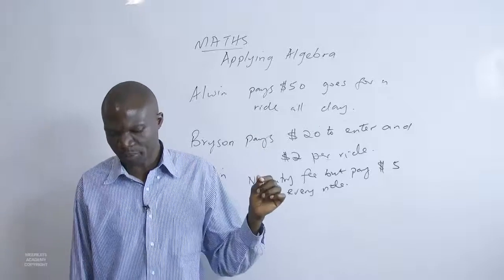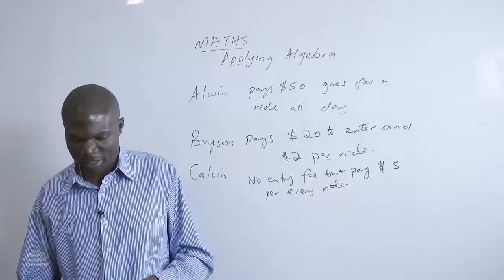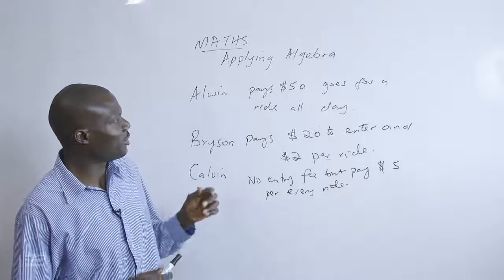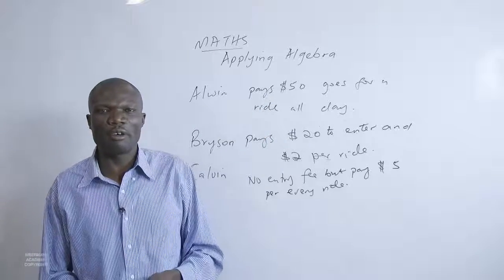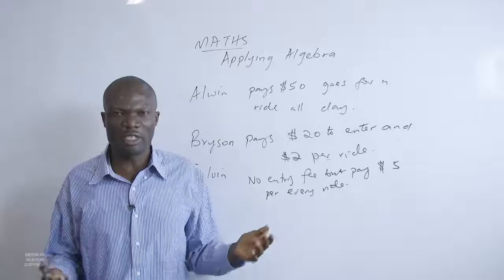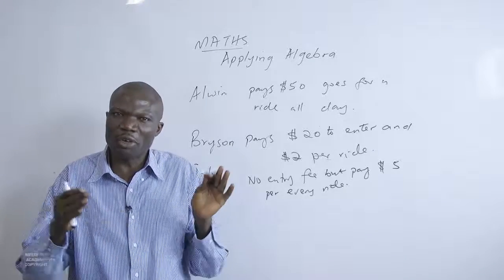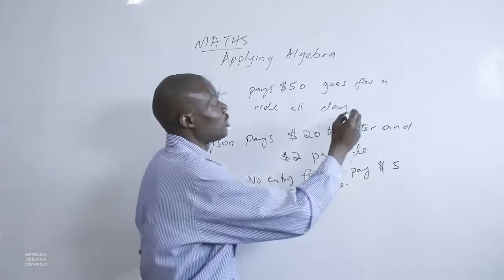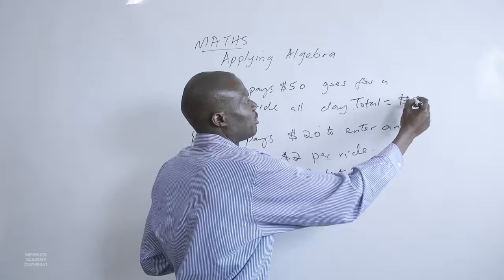So this is part of applying algebra. You'll notice this: if we were to show the total number of rides he'll go for, irrespective of all the rides he goes for, the total paid is $50.